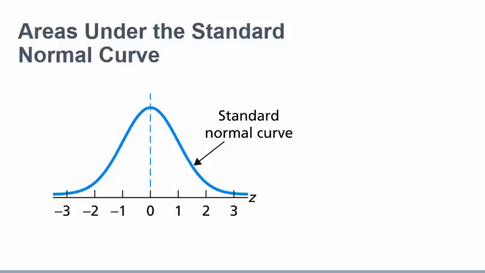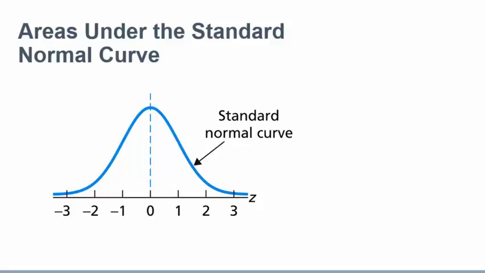Areas under the standard normal curve. Our standard normal curve starts close to, but not crossing, our horizontal axis, which is labeled Z. Our curve starts but does not touch our horizontal axis.